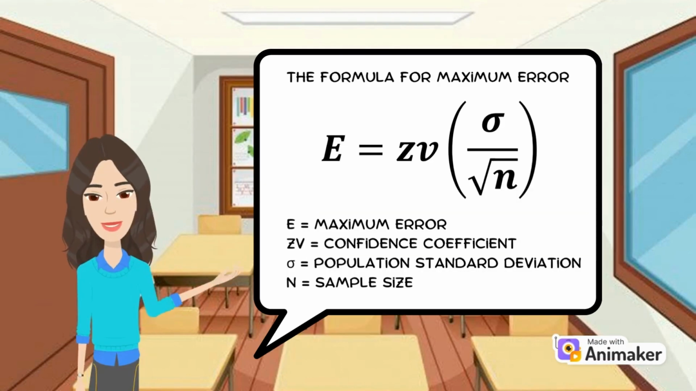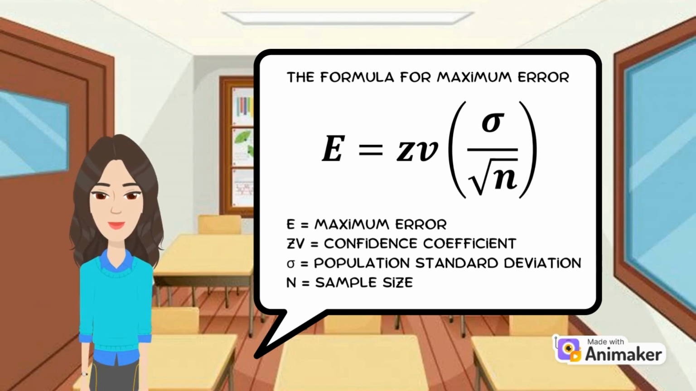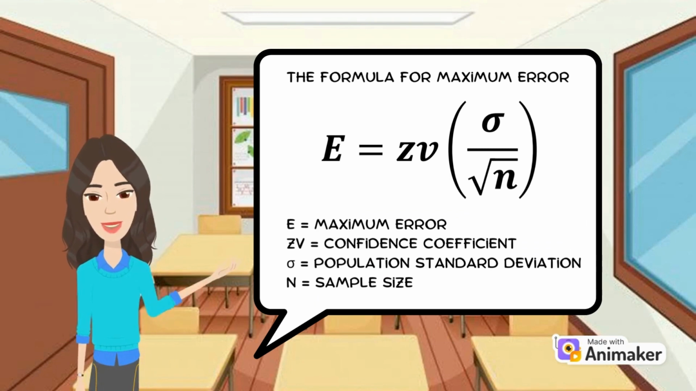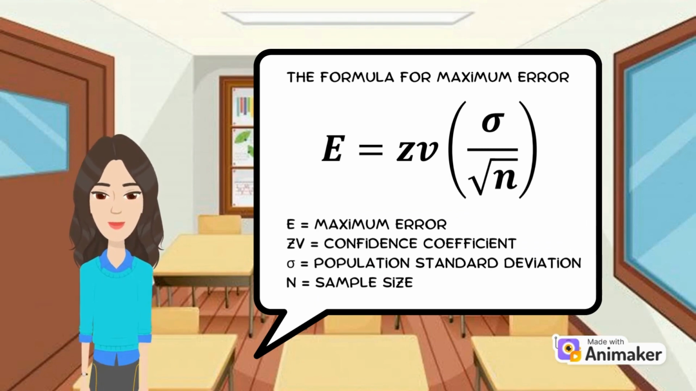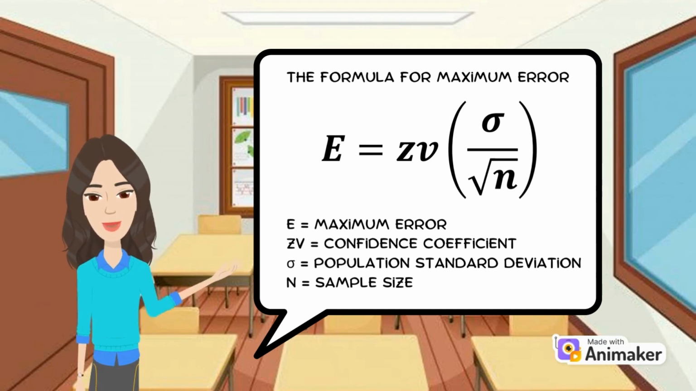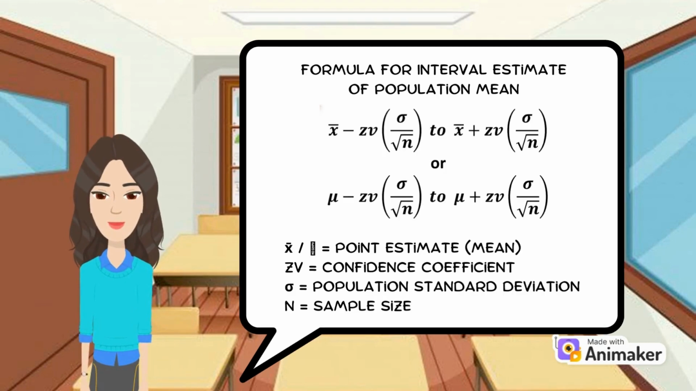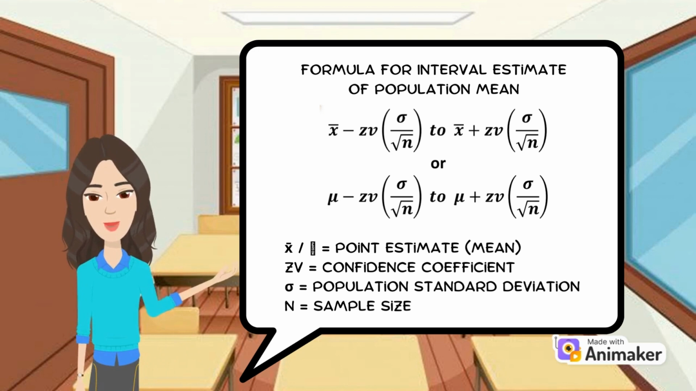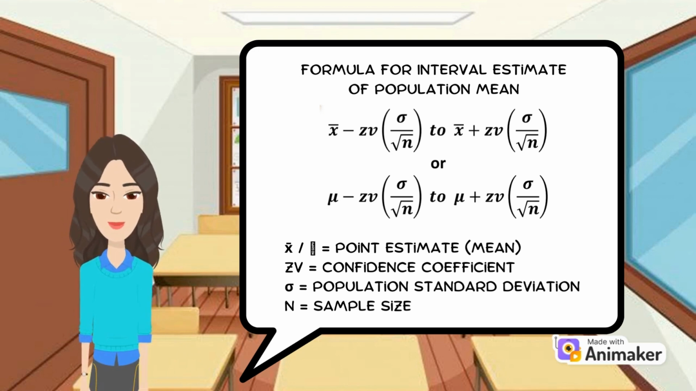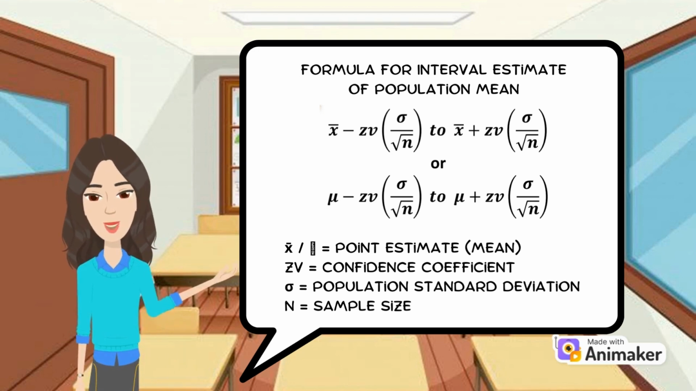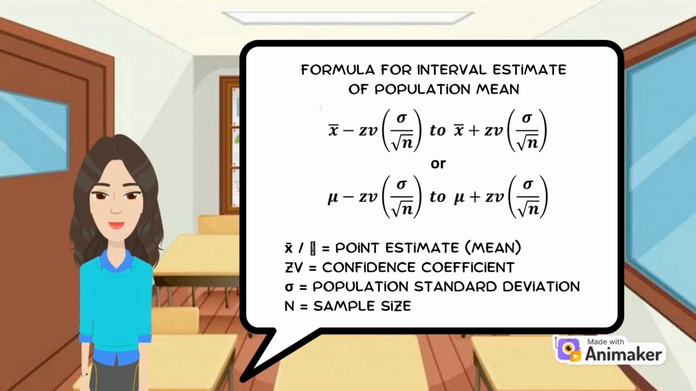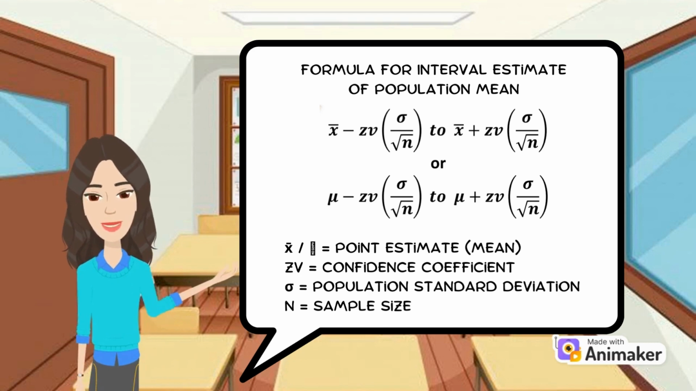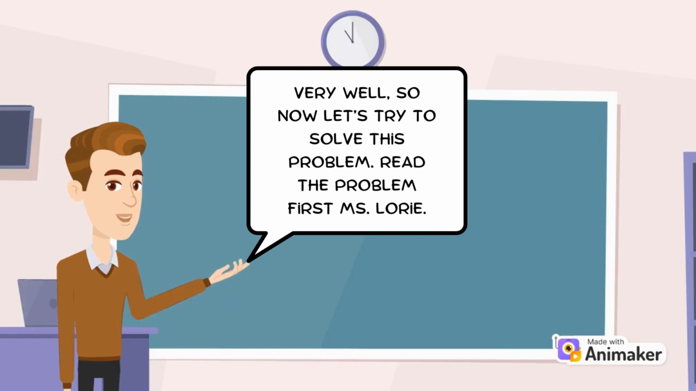The formula for maximum error is equal to confidence coefficient times the population standard deviation over the square root of the sample size. While the formula for interval estimate is point estimate or mean minus the maximum error for lower limit and for upper limit, mean plus the maximum error of the given problem. Very well. So now, let's try to solve this problem.